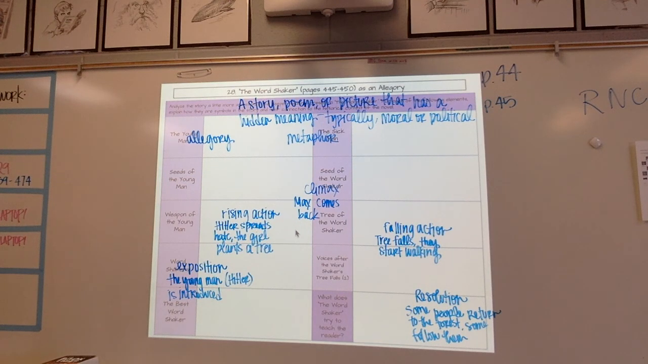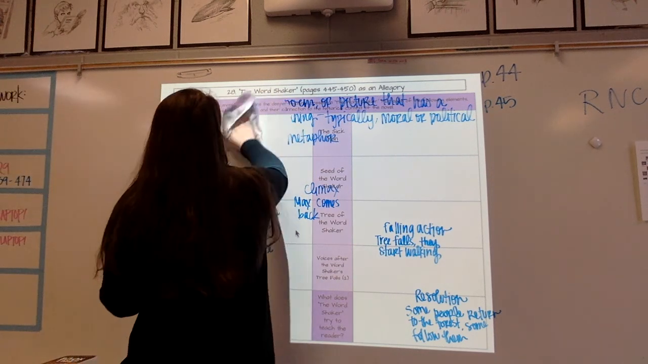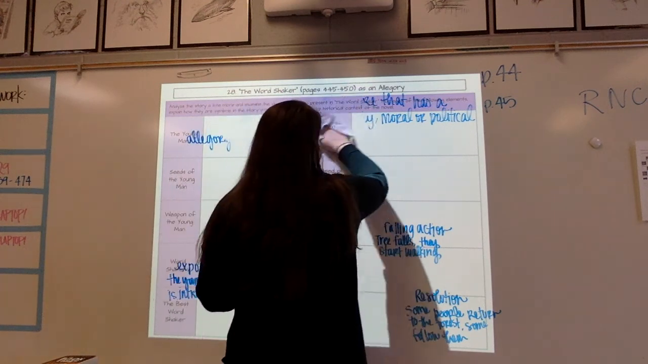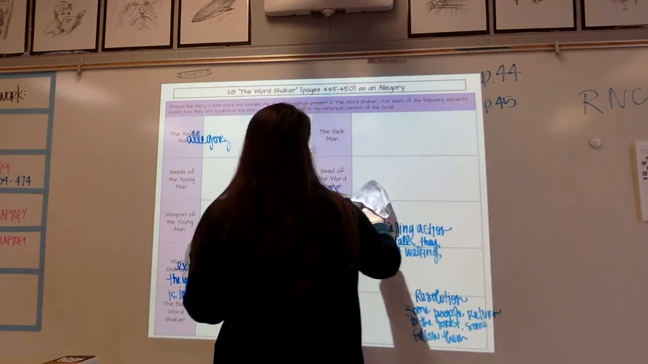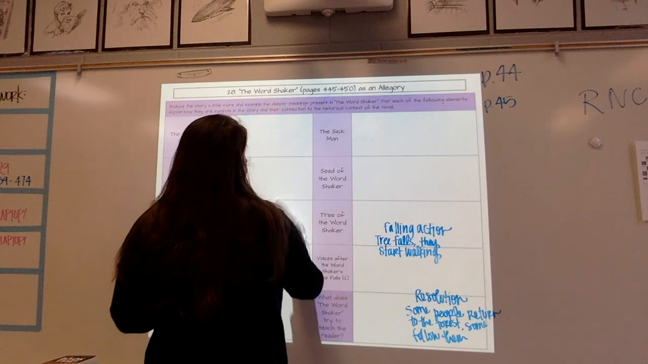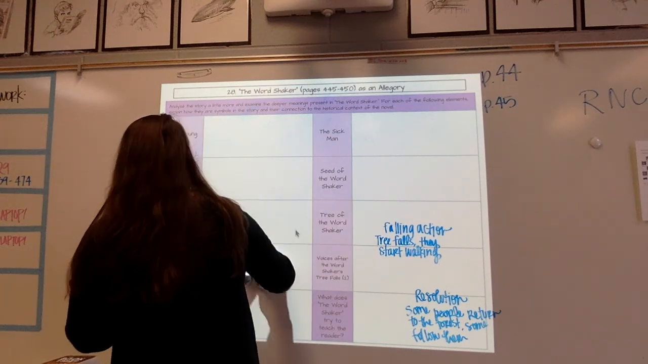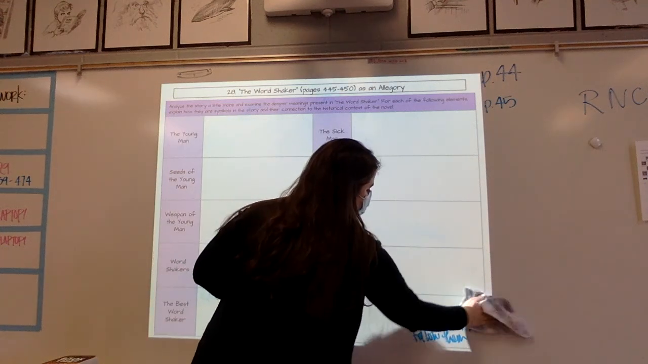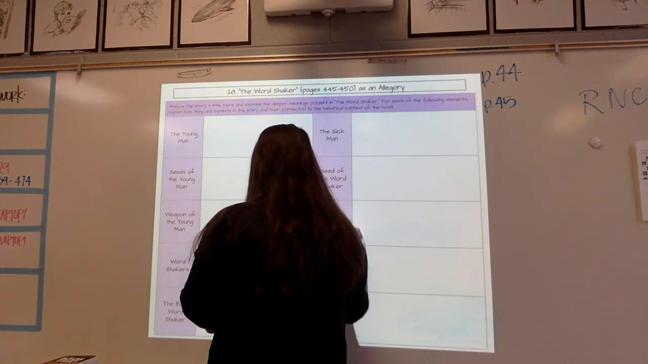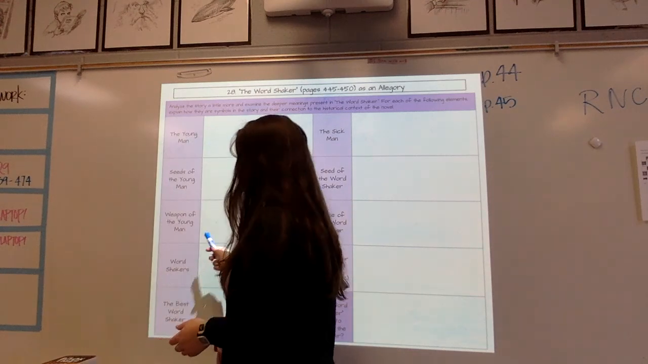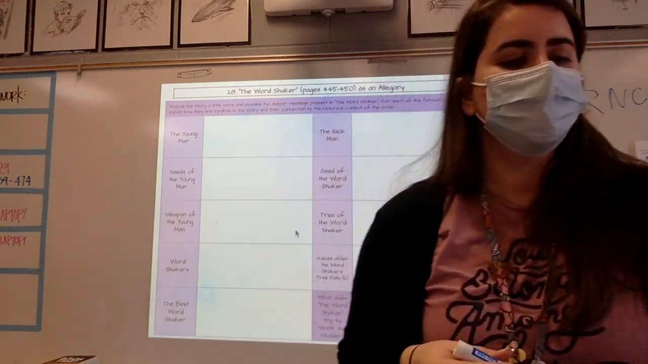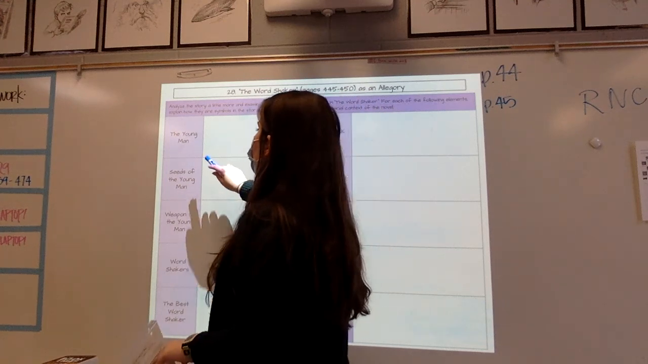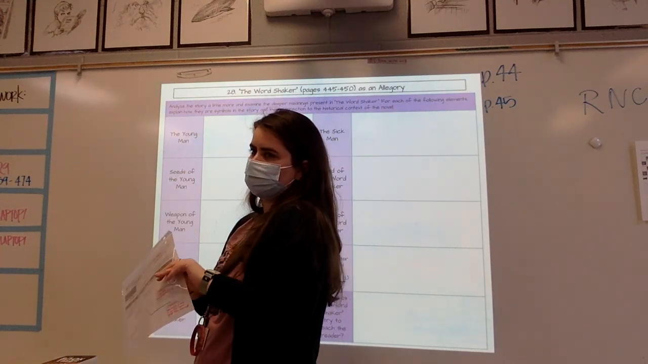We're on the next page, and we have the word shaker as an allegory. So we've read the story. We're going to analyze the story a little bit more and examine the deeper meanings present in the word shaker. For each of the following elements, explain how they are symbols in the story and their connection to the historical context of the novel. All that means is, what is the deeper meaning? Who do these people represent? We've already talked about the first one. Who is the first young man that's introduced?